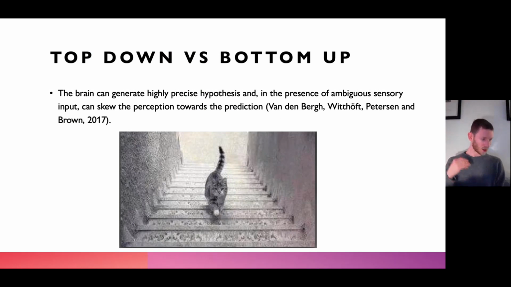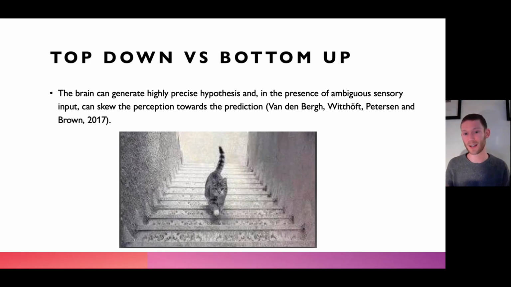So I'll show you what you can do as a clinician to help guide people's predictions. We can do this really wonderfully with an ambiguous image. Here we have a cat on some stairs, and it's ambiguous, right? We don't know whether the cat's walking up or down the stairs. So here we can change the hypothesis for you.